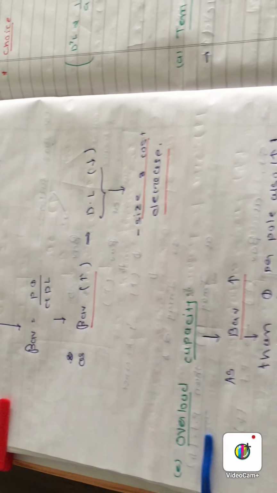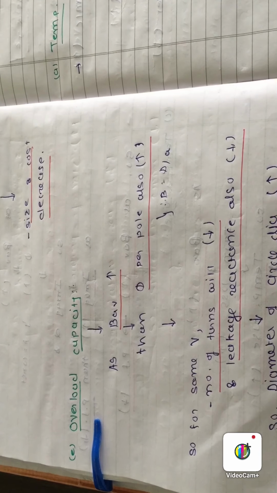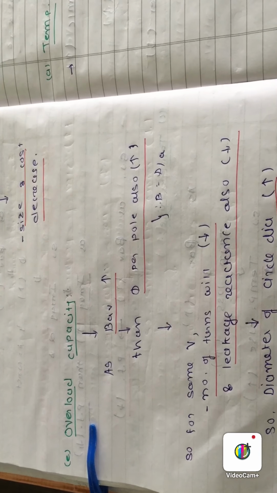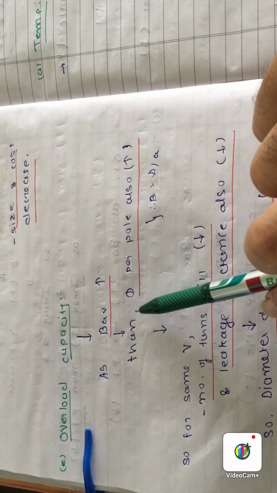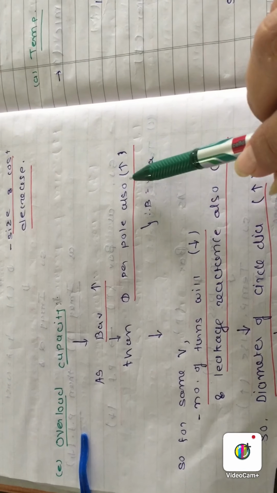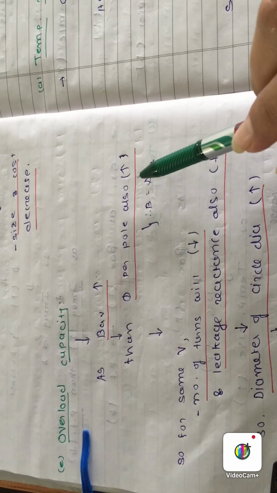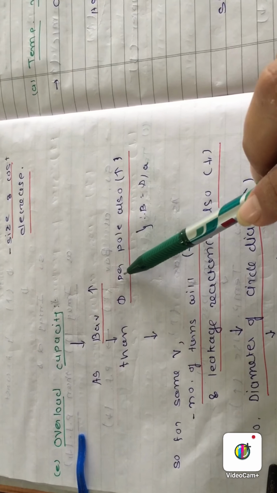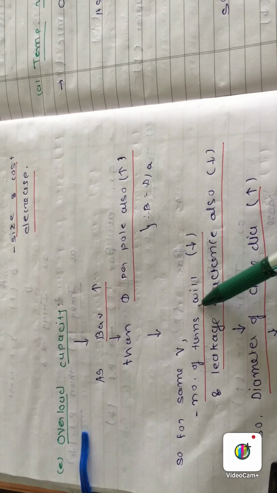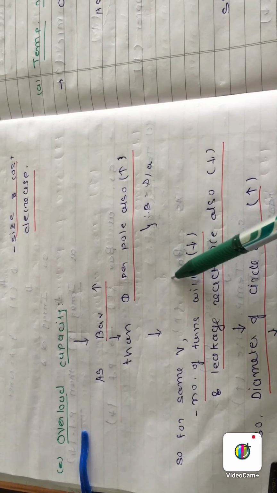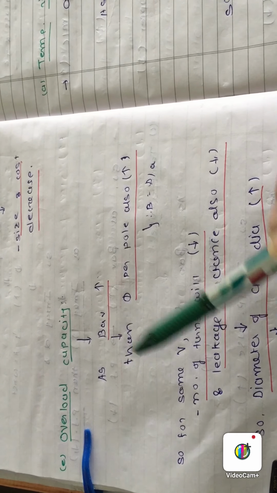Now the last factor is overload capacity. With increment in BAV, flux per pole will also increase. Why? Because B is proportional to phi by A. So due to the increment in flux, the number of turns for the same slot will change, for the same value of voltage.